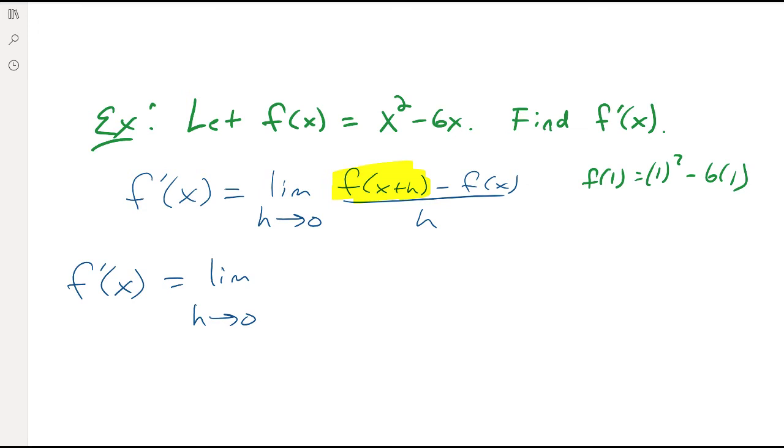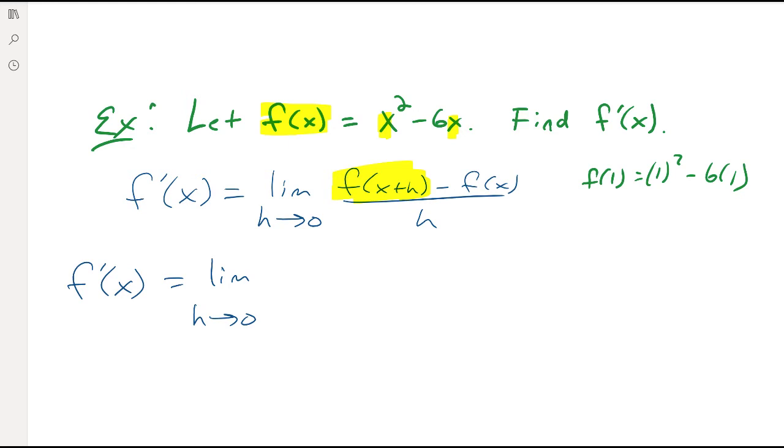F of 0, same type of deal. So keeping that same energy, f of x plus h is in the same vein. F of x plus h means you go to f of x, and everywhere I see an x, I'm going to replace it with what's in my parentheses. It's f of x plus h. So what does that look like?